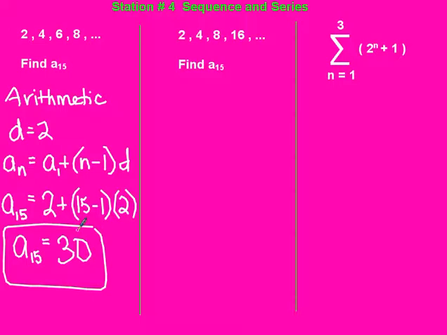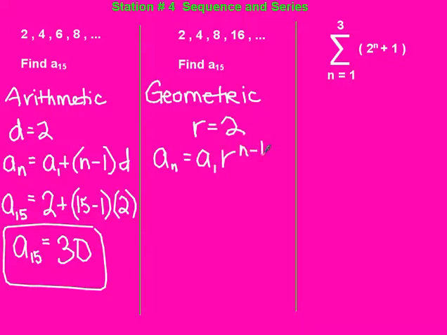All right, 2, 4, 8, 16. Adding 2, no, oh, we're multiplying by 2 every time. So we can conclude that this is a geometric sequence, and we say r is 2 because we're multiplying by 2 every time. Again, we're going to find the 15th term, but we're going to use a different formula. We're going to look on the formula sheet in the column of geometric and find this trusty formula. And we're going to fill in what we know.